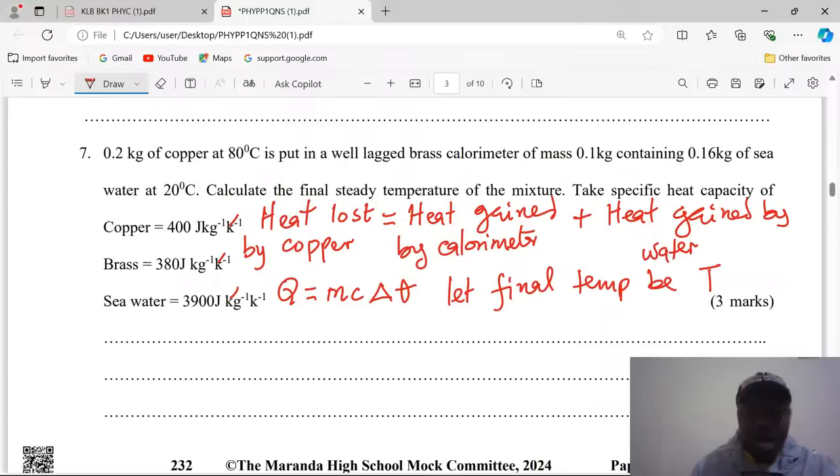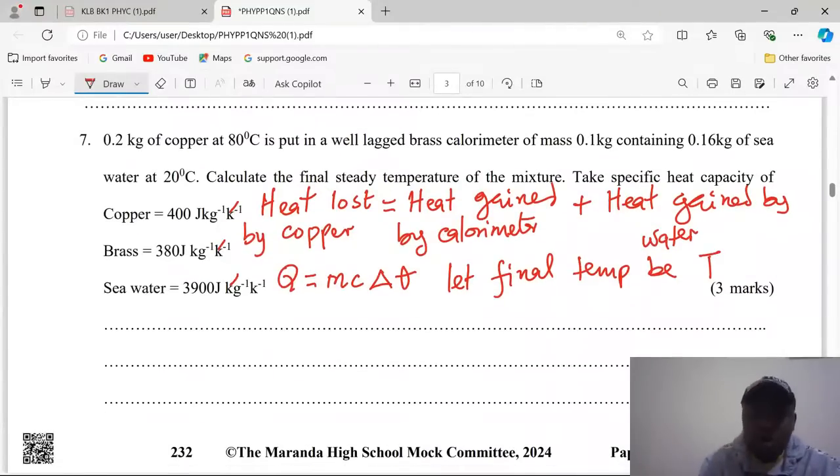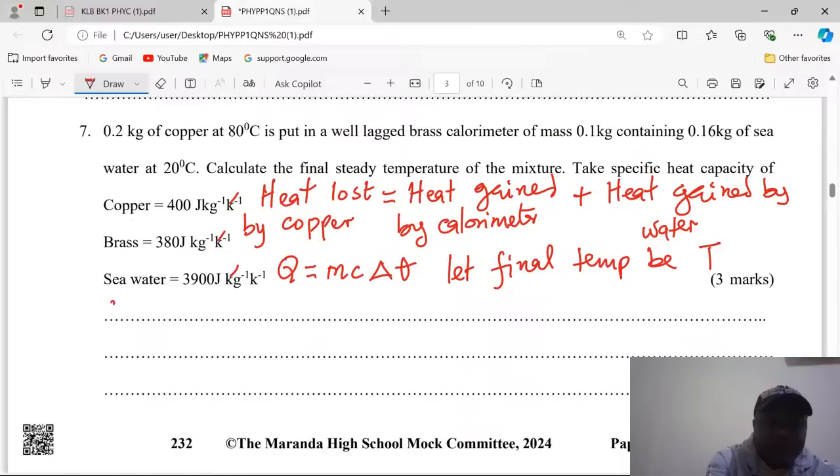Thank you. So now we can express, for the copper material, a mass of 0.2 times, it is copper, so 400 is the specific heat capacity, times change in temperature. The change in temperature is from 80 to the unknown final temperature. So from 80 to T, you can write 80 minus the final temperature, which is not known.